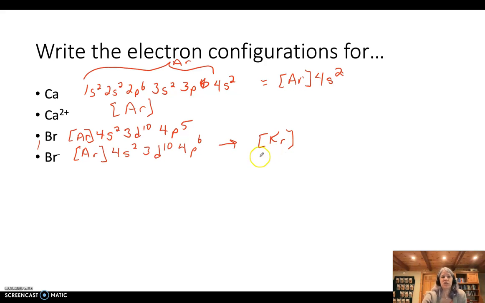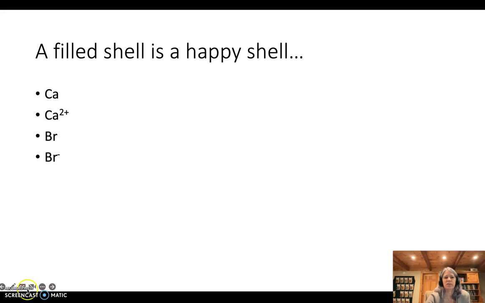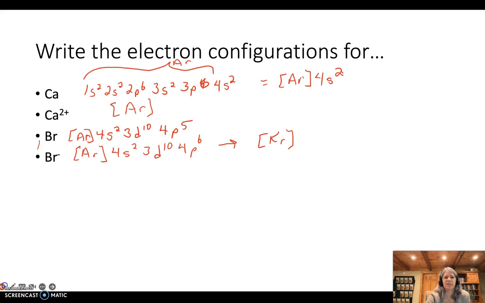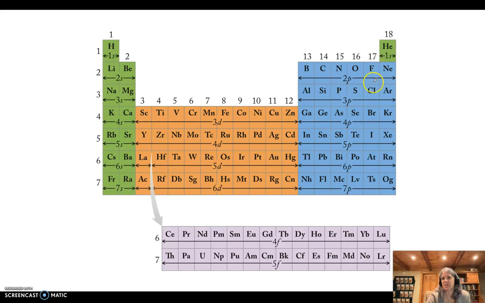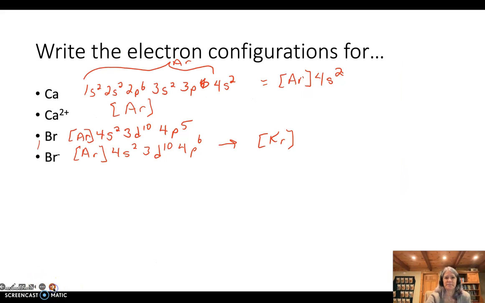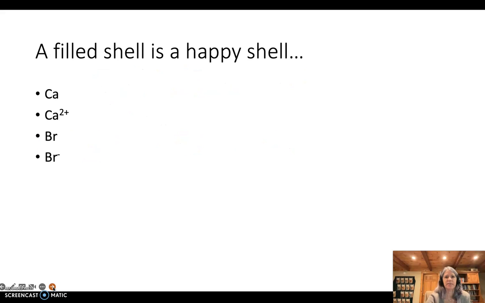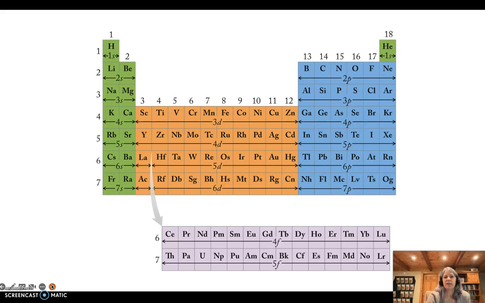Okay, and so that again shows us why in the 7th row, or sometimes called the 17th row, over here we have the halogens, and they tend to form the halides, which are negatively charged ions, because that helps them to look exactly like the full shell. Okay, so there we are. Filled shell is a happy shell. And that is why we can see these patterns in reactivity.